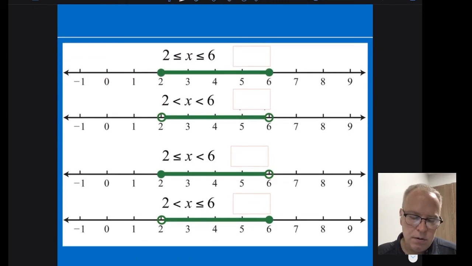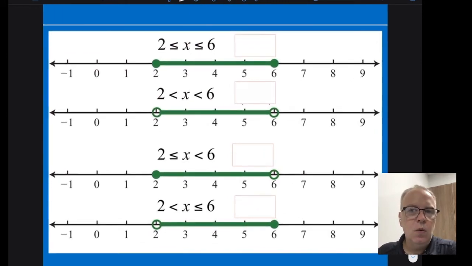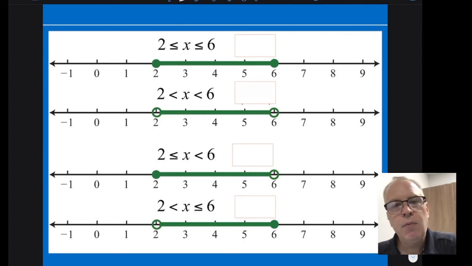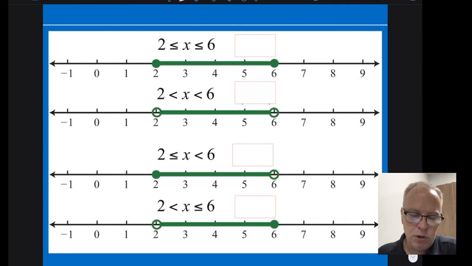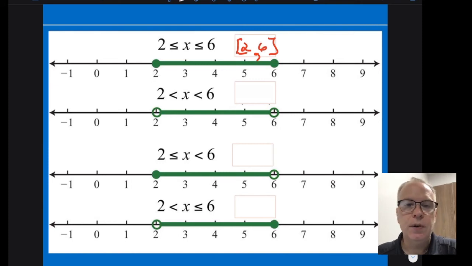All right, let me change my pen color so you can actually see it here. So here are some different graphs with their inequalities already filled in for you, so that's really nice of me. We're going to write them in interval notation. So the first one, is that going to be brackets or parentheses? Brackets. And we write the smaller number first and then the bigger. That's all there is to it.